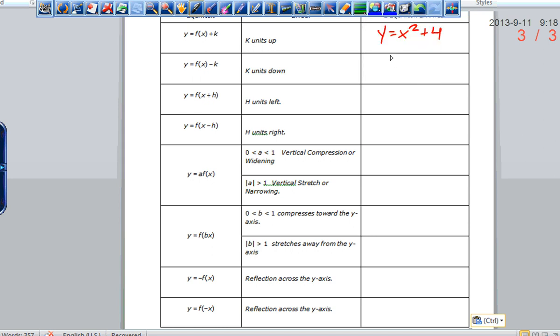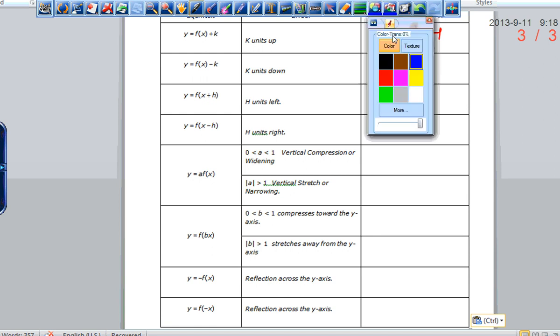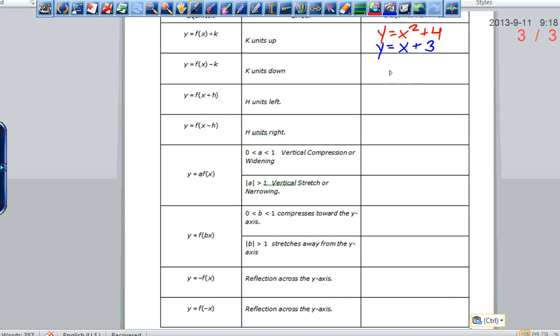What about another one I could shift up? Y equals, sure, x plus 3. Beautiful. Alright, what am I going down? Y, that means minus, so what parent function do we want to use? We can do that, sure, linear. Y equals x minus 17. Love it.